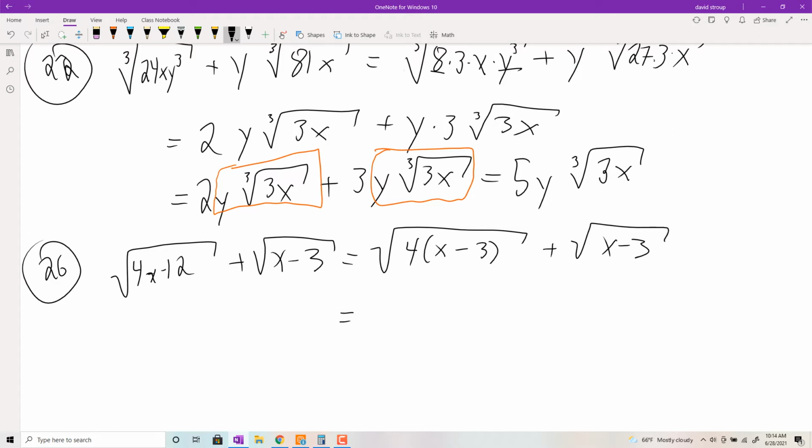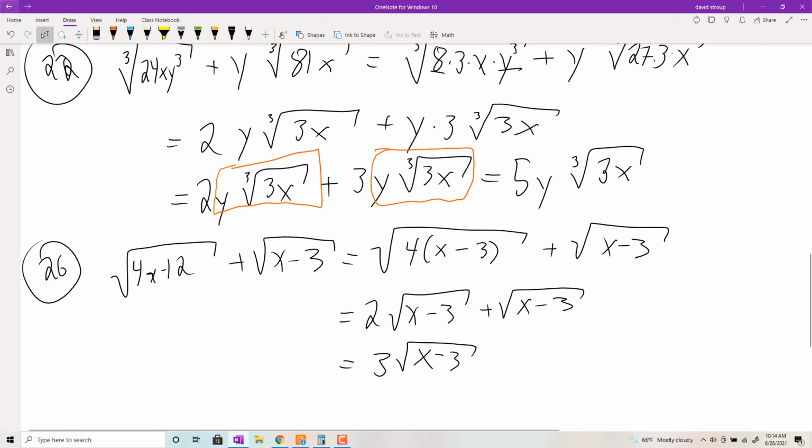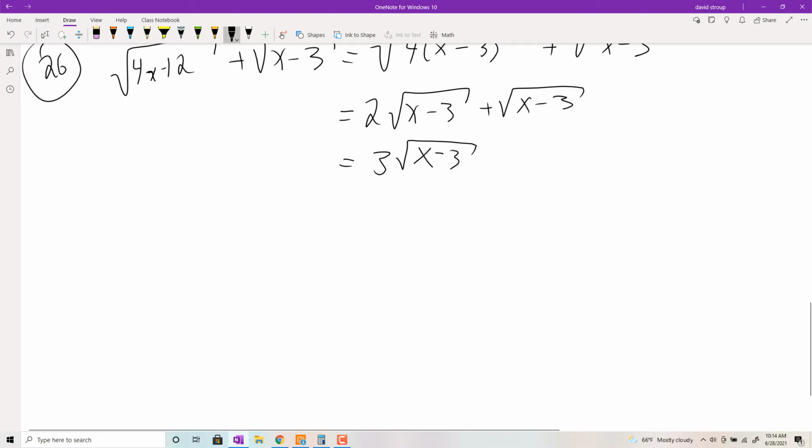So I could simplify the first guy. Square root of 4 is just 2 times the square root of x minus 3, plus the square root of x minus 3. So there's 2 square root x minus 3s plus 1 square root x minus 3 gives me 3 of them. 3 square root x minus 3, and that'd be it. Okay, so that's pretty much the long and short of addition and subtraction.